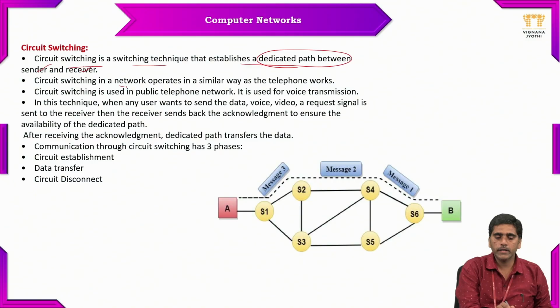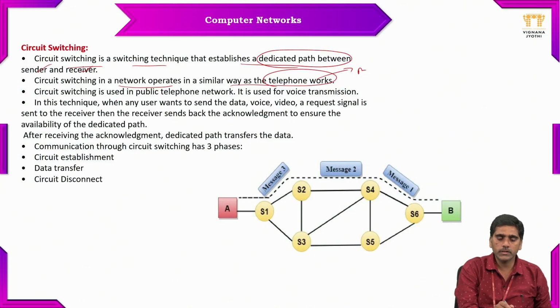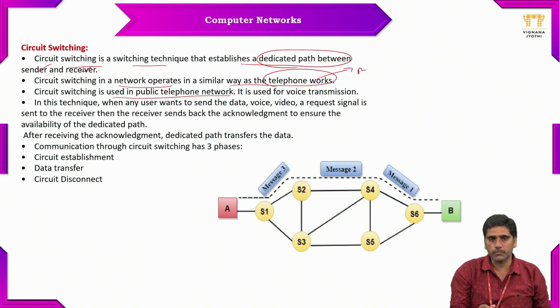Circuit switching in a network operates in a similar way to how the telephone works. The working principle of the telephone is an example of the circuit switching network operating principle. Circuit switching is used in the public telephone network, and it is used for voice transmission.